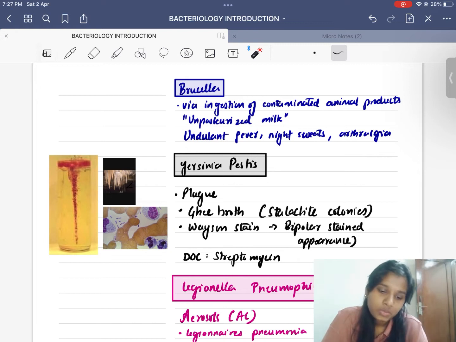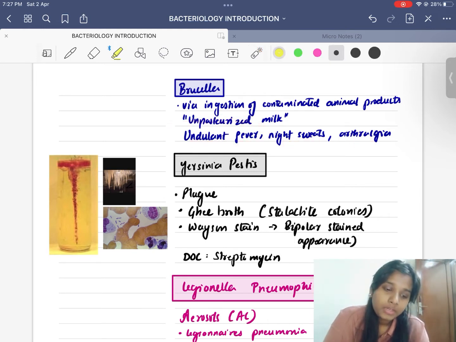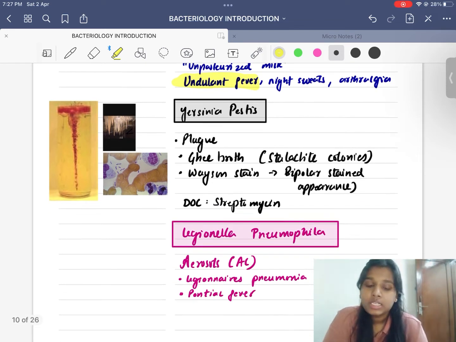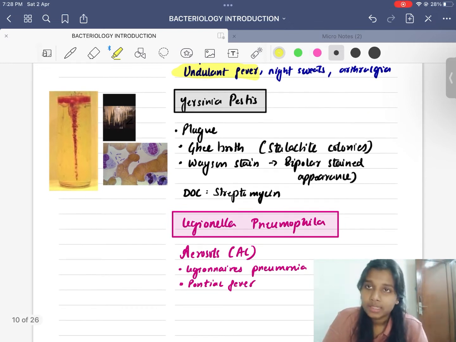Remember this word, undulant fever is related to Brucella. Remember the U in Brucella, from that you can remember undulant fever. Very important. Then night sweats and arthralgia. So remember this term undulant fever. If they mention this, they are talking about Brucella. Then we go to Yersinia pestis. Now Yersinia pestis causes the plague, right? It's related to rats, right?